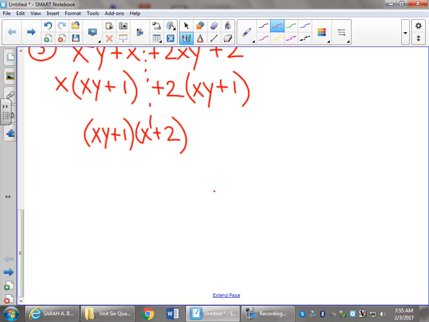Just keep in mind when you're doing the grouping method and you're trying to identify a GCF, if there isn't one, you still would factor out a 1 or a negative 1, depending on the leading coefficient.